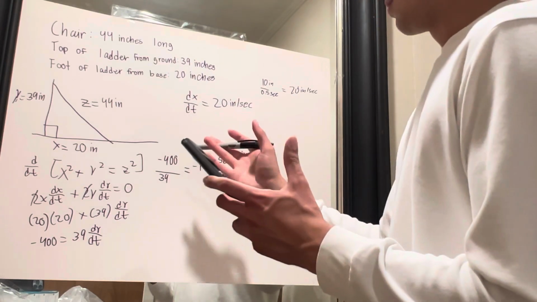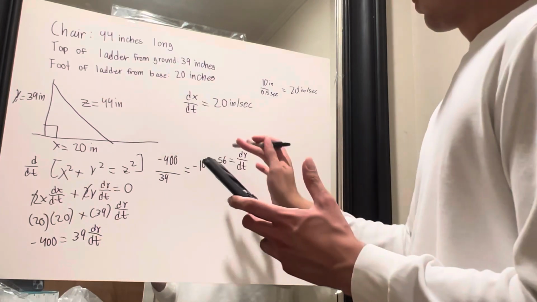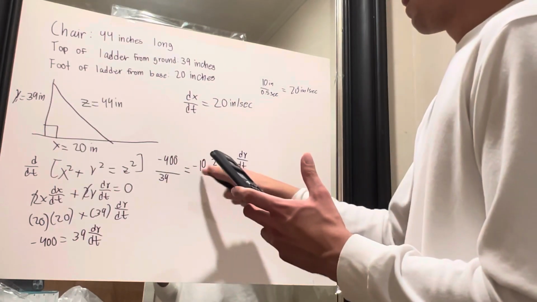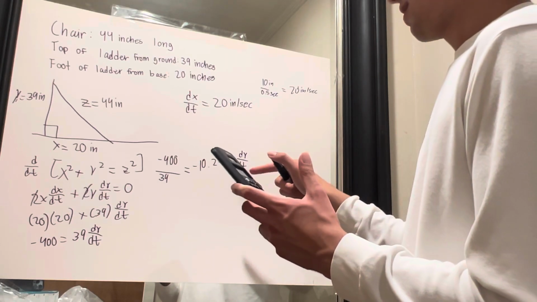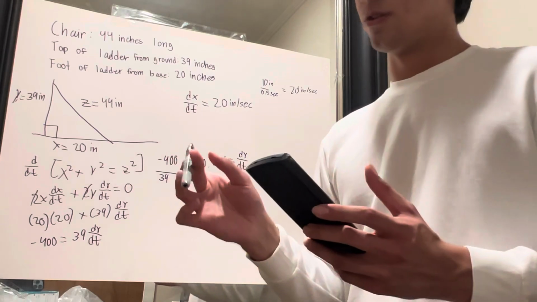From this equation that we have right here, the data and information we have here, we find that the rate at which this is falling is negative 10.256. And then now we just have to compare it to what it actually is in the video.